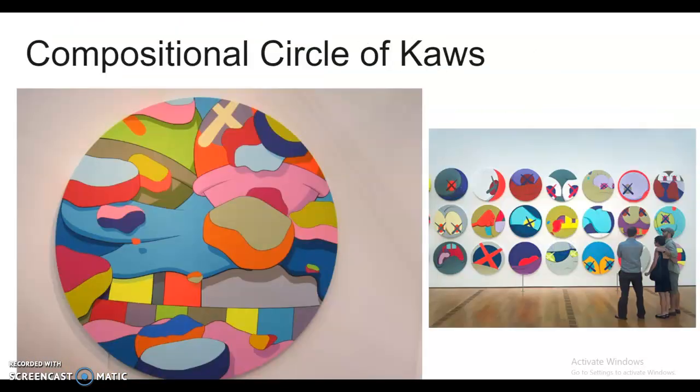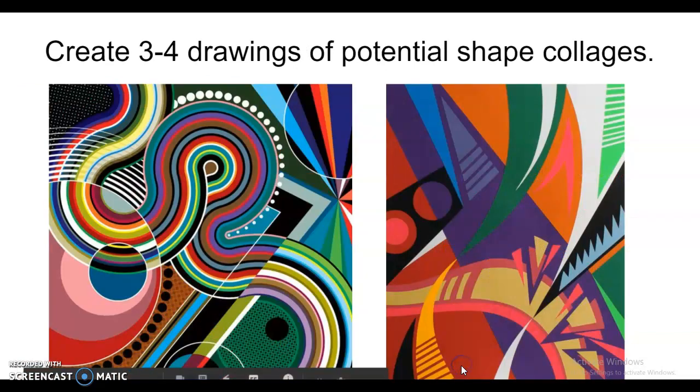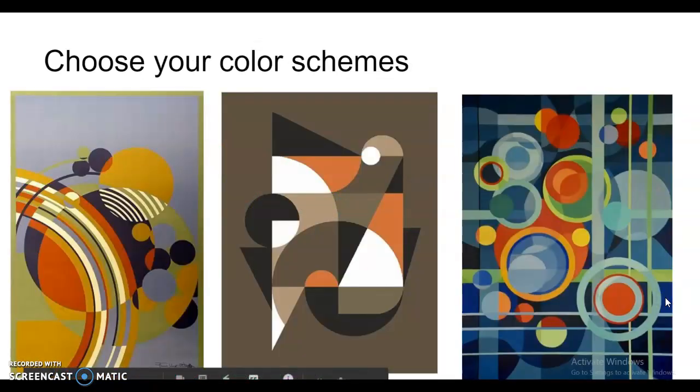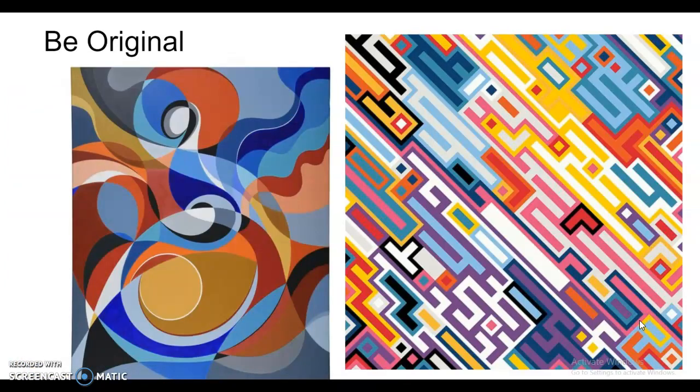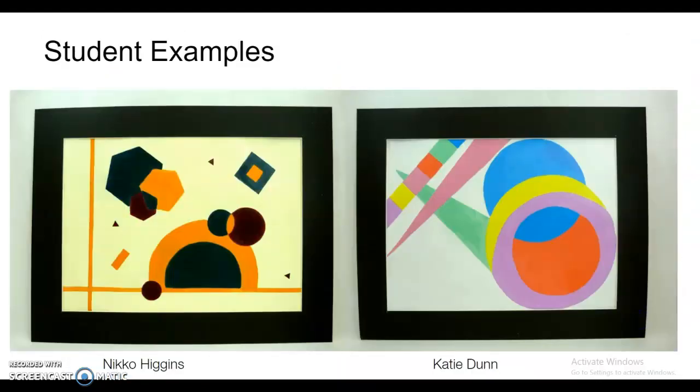There is a new, modern artist by the name of Kaws, and he creates all these shape designs. He's using some value to create some 3-dimension in his shapes, and he comes up with all kinds of different designs. Create 3 or 4 drawings of potential shape collages to begin to brainstorm your ideas. Choose your color scheme and begin to try out that color scheme on your rough draft. Then you'll come up with that idea, be original, and then you'll draw it out on your canvas.